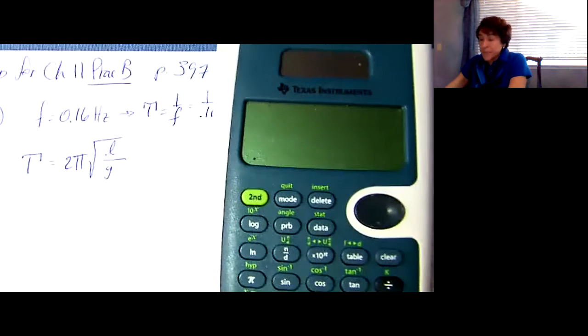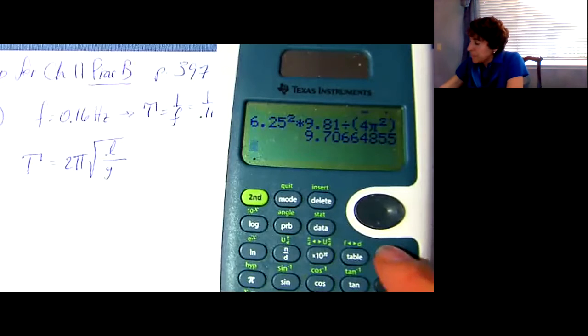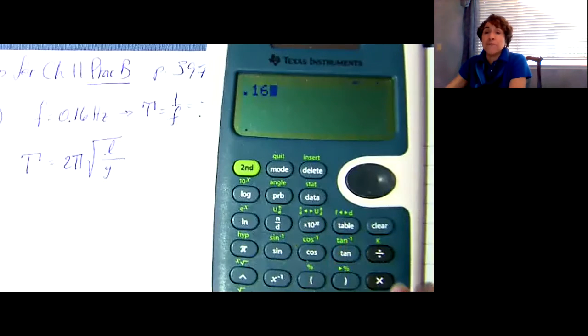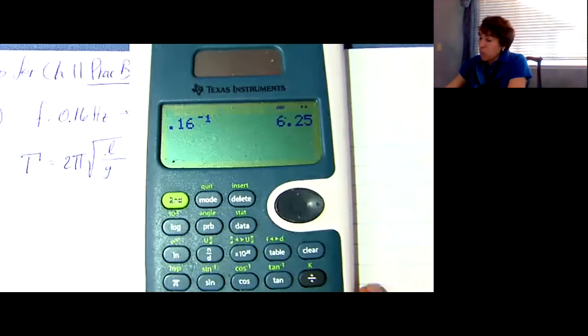So let's see what that is. I'm going to take 0.16, that's the hertz. Let me clear it. 0.16, and I'm going to do the inverse. Remember my little inverse button right here? Inverse. There we go. And there we go. We have 6.25.